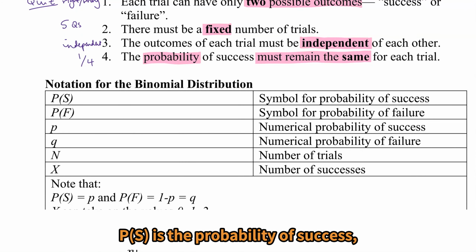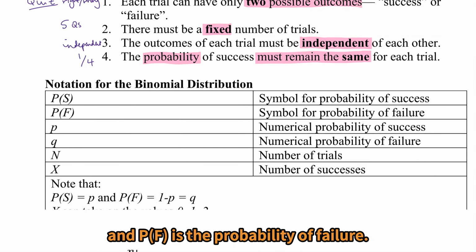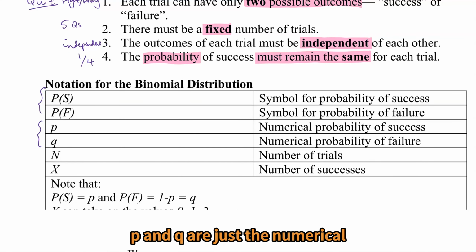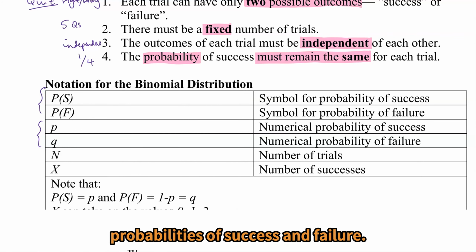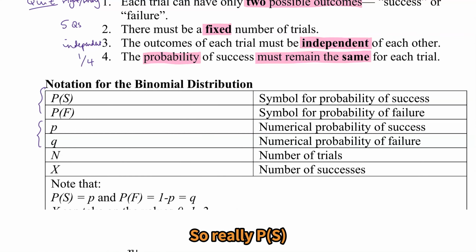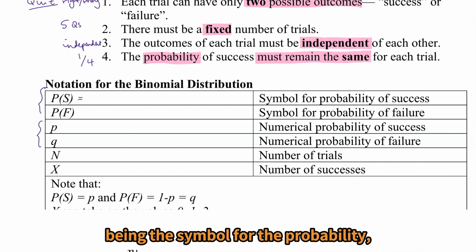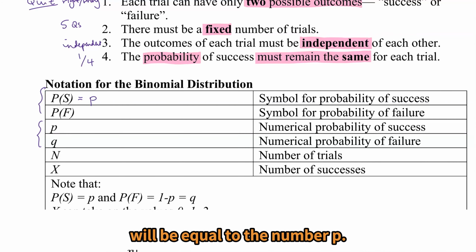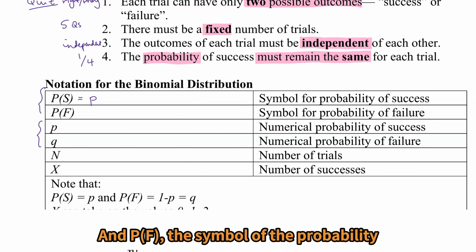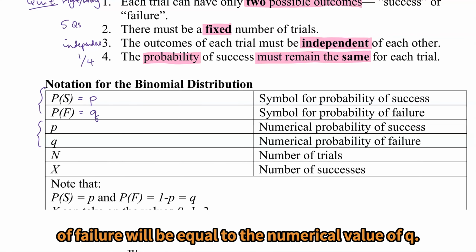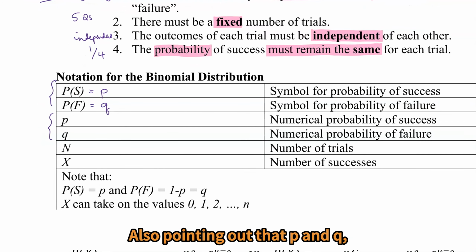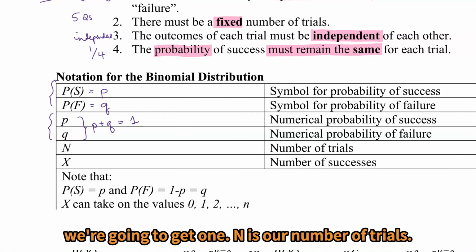P of S is the probability of success, and P of F is the probability of failure. P and Q are just the numerical probabilities of success and failure. So really, P of S, being the symbol for the probability, will be equal to the number P. And P of F, the symbol of the probability of failure, will be equal to the numerical value Q. Also pointing out that P and Q, if we add them together, we're going to get 1.